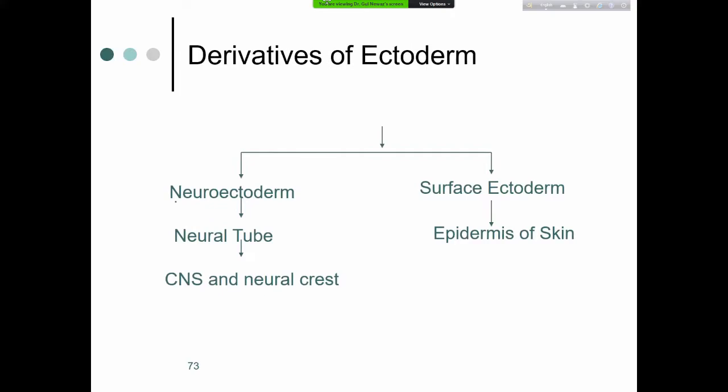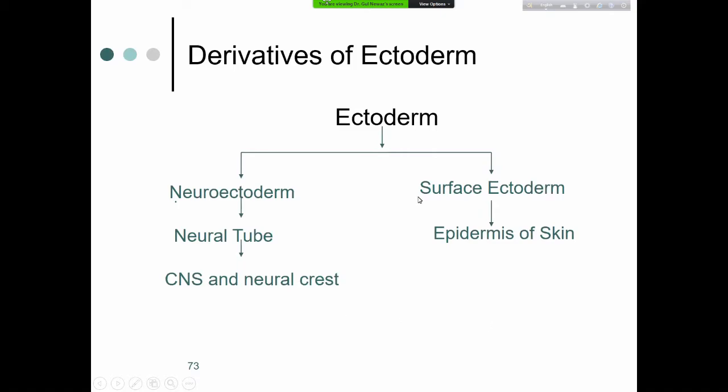Now, the derivatives of ectoderm. So ectoderm in a flow chart is divided into two parts. First of all, the neuroectoderm and then the surface ectoderm. And surface ectoderm gives rise to our skin. What is that? The epidermis of skin. And neuroectoderm gives rise to neural tube. Neural tube gives rise to CNS and neural crest. And there are several derivatives of neural crest.